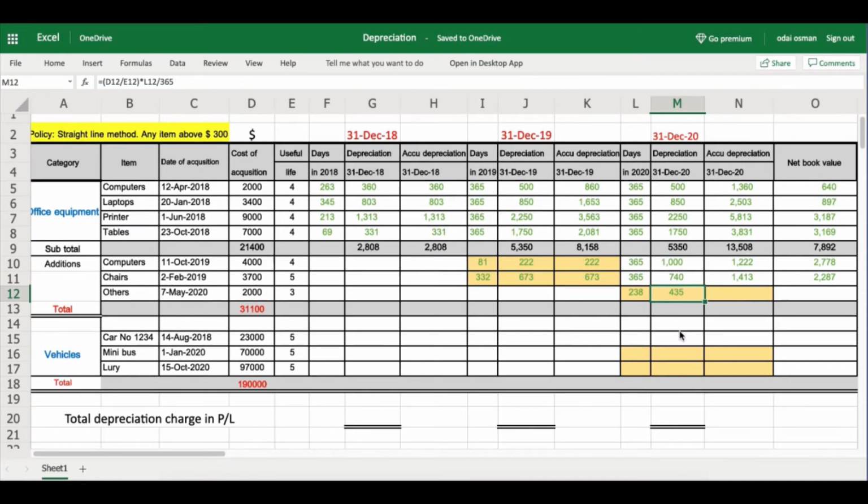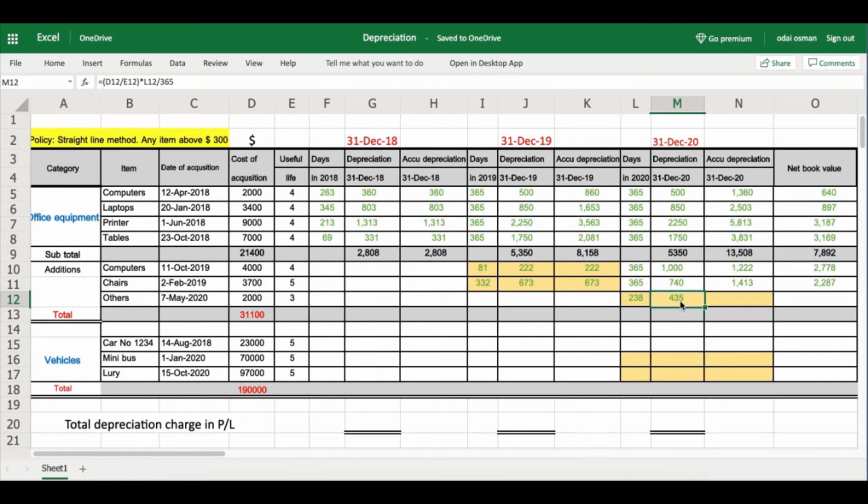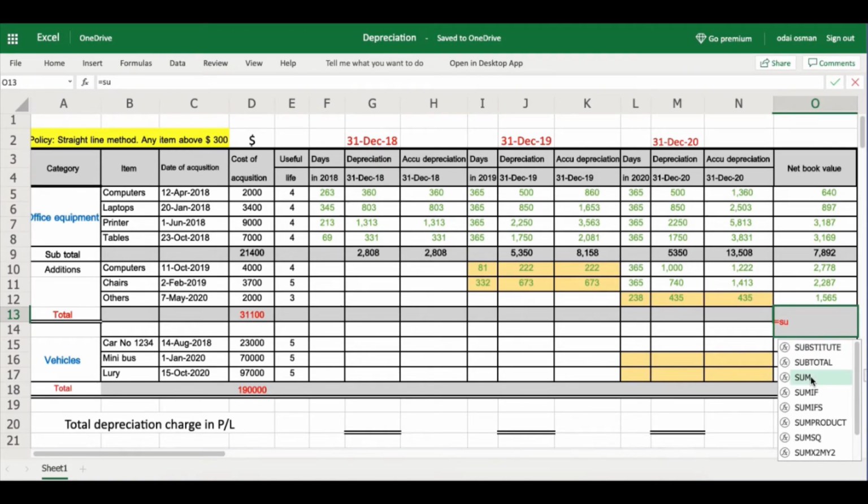So the depreciation in 2020 is $435. So let's calculate the accumulated depreciation. In the first year it should be equal to the depreciation. The net book value would be cost minus accumulated depreciation. So let's total the additions would be equal to sum of this, will give us this amount.